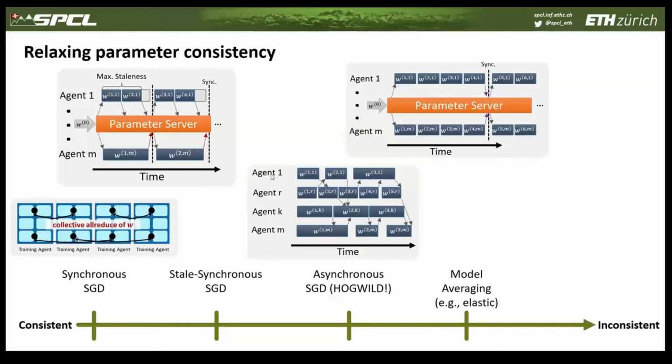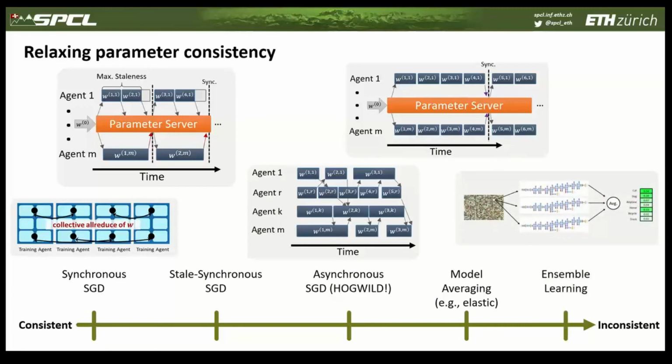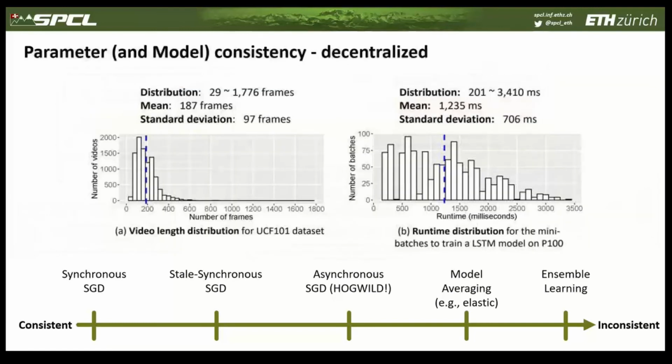So this is elastic averaging. With elastic averaging SGD, you can, for example, average over more steps at once, and that allows you to scale better because you communicate less. And on the far end of the consistency spectrum, there is ensemble learning. So basically, train multiple different models at the same time, and then at the end, when you actually want to make some inference, you just take the results of all these models and combine them together.